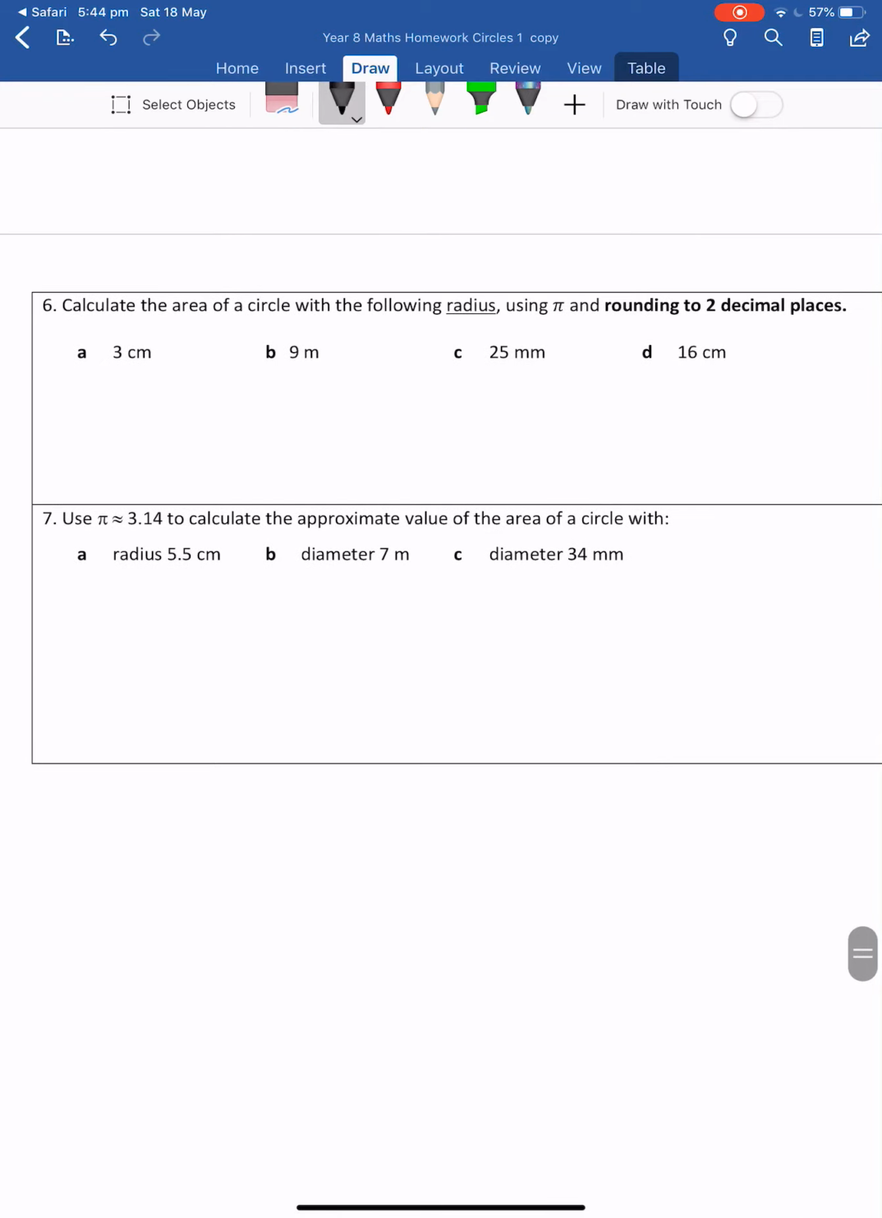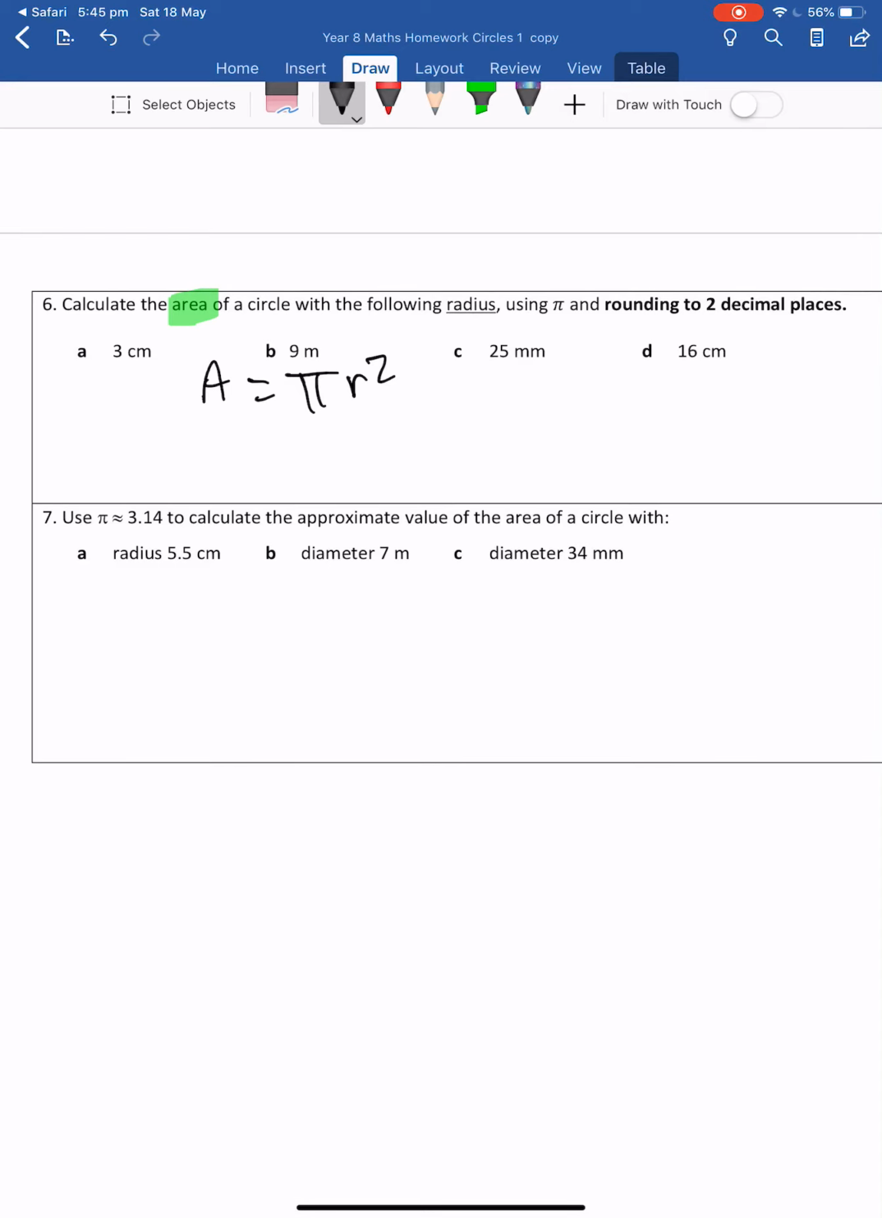All right, question 6. Calculate the area of a circle with the following radius using pi and rounding to 2 decimals. Okay, this one we're doing area, so the key point here, area. So let's remember our formula for area, which is area of a circle equals pi r squared. Really important. It's given us the radius here, so this is going to be pi multiplied by 3 squared. Okay, for that first one.